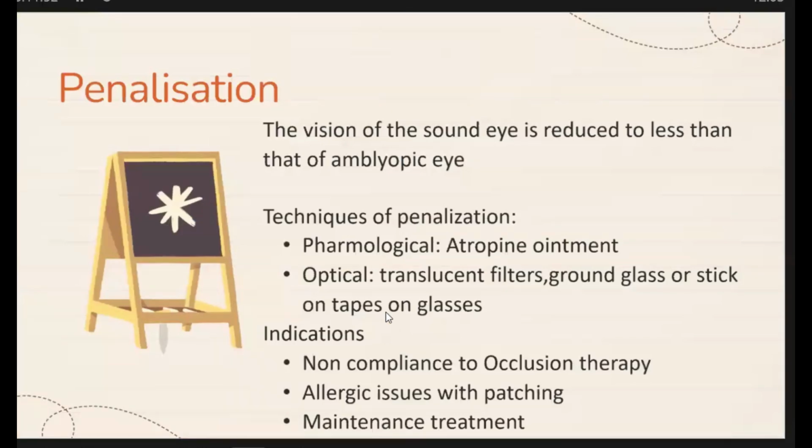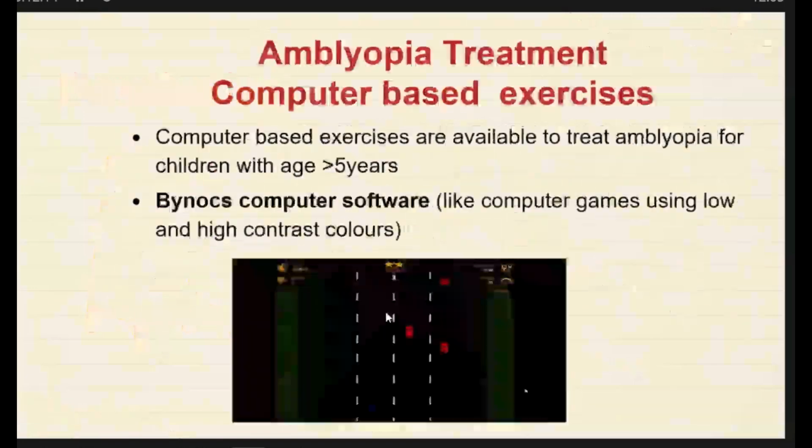Penalization. We have pharmacological penalization and optical penalization. So when do you give penalization? If the patient is not compliant to occlusion therapy, or if there are any allergic issues with patches. For maintenance therapy also we can start penalization.